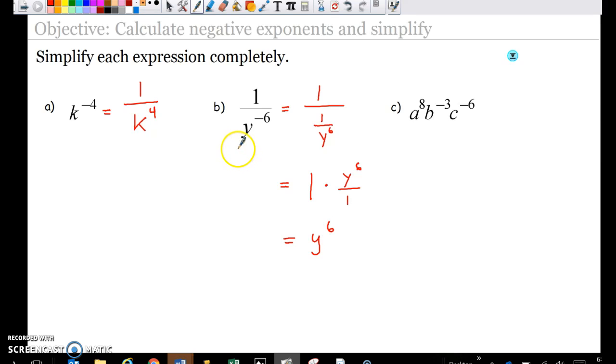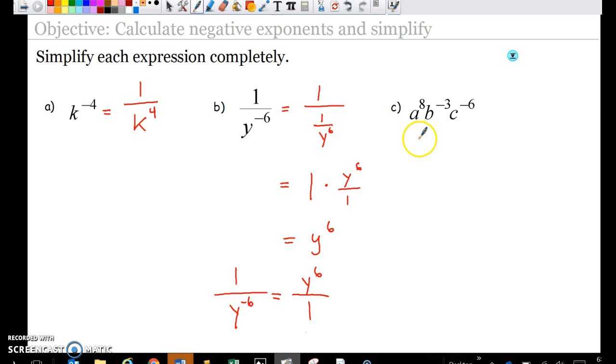Now some of you maybe have noticed that instead of thinking about this as dividing, I could just move these numbers to the other side of the fraction. So for example, if I have 1 over y to the negative 6, I can just think of moving that over to the top of the fraction, making it a positive exponent.